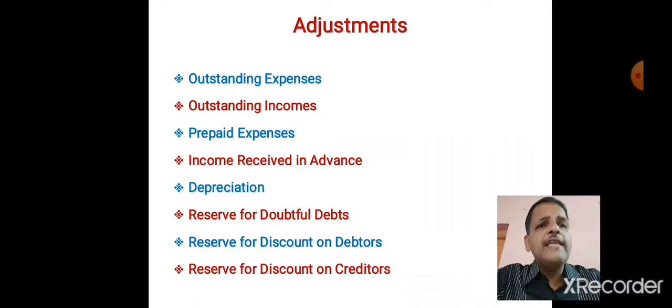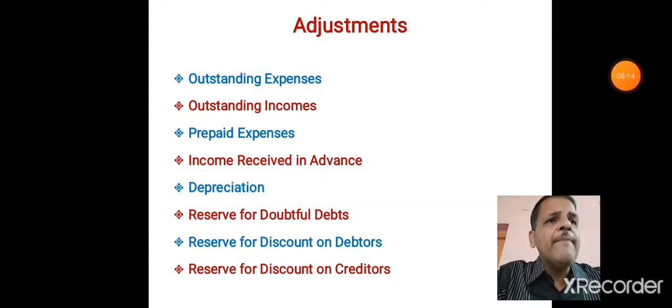The third usual adjustment is about prepaid expenses. Now, when we are paying some expenses in advance, they are known as prepaid expenses. We pay insurance premium for the year, maybe for 3 months, 6 months in advance. At that time, that 3 months, 6 months insurance is our prepaid insurance. Prepaid expense is also known as expense paid in advance. We can say it is unexpired expense.